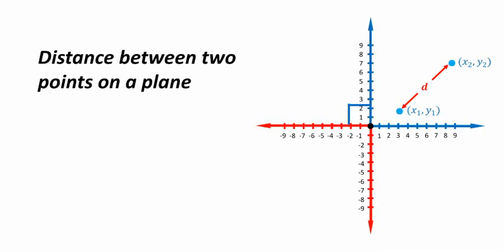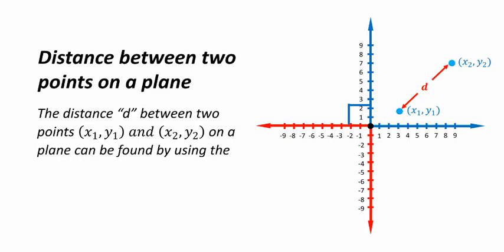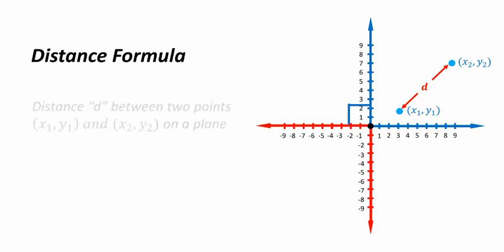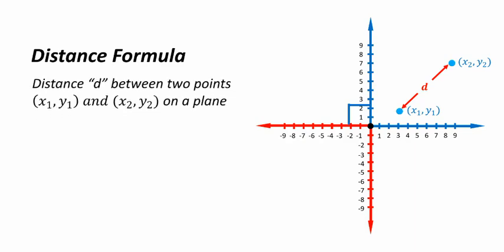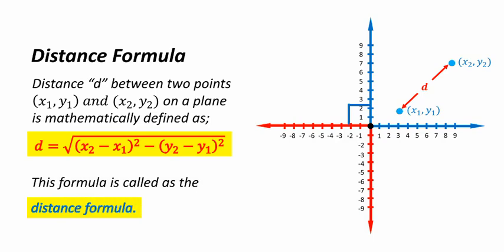Distance between two points on a plane. The distance d between two points (x1, y1) and (x2, y2) on a plane can be found by using the distance formula. Distance formula: the distance d between two points (x1, y1) and (x2, y2) on a plane is mathematically defined as d equals the square root of (x2 minus x1) whole squared plus (y2 minus y1) whole squared. This formula is called the distance formula.